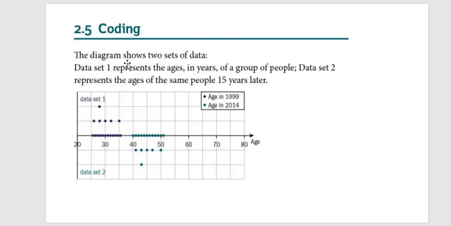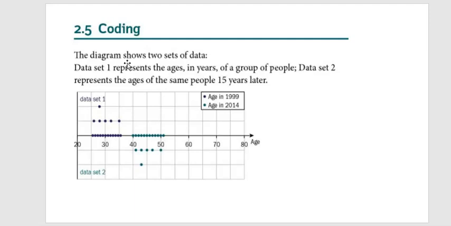Coding is a way of simplifying statistical calculations. Are we together, guys? Each data value is coded to make a new set of data values which are easier to work with. Right. So we code in order to get an easier way of finding answers.